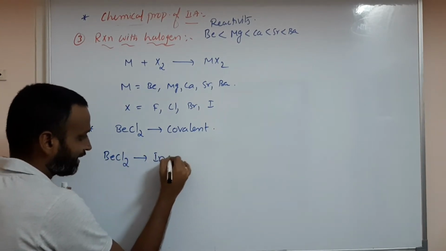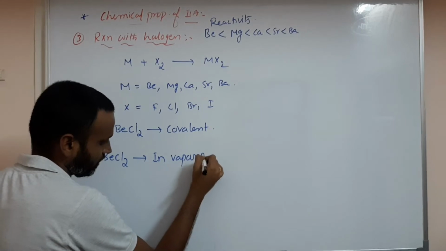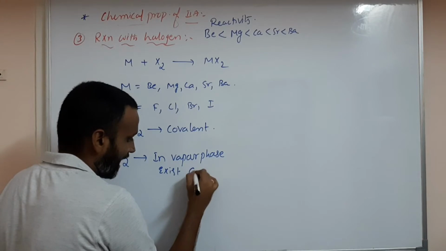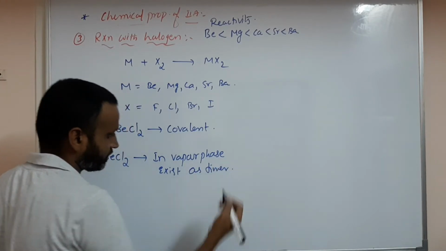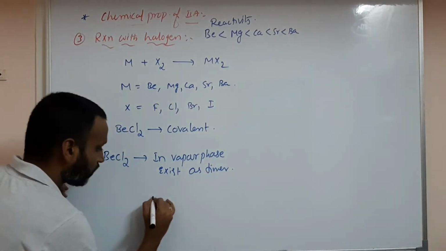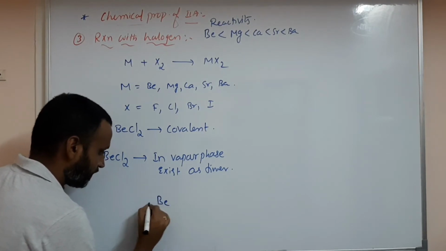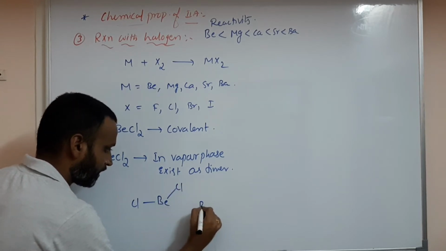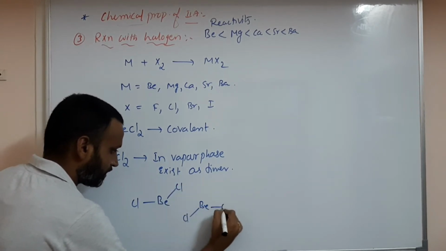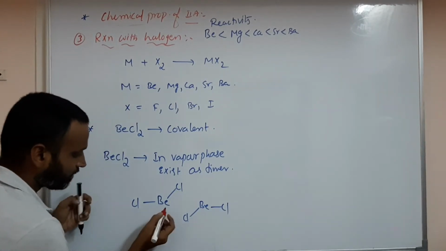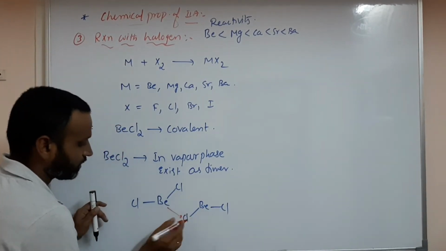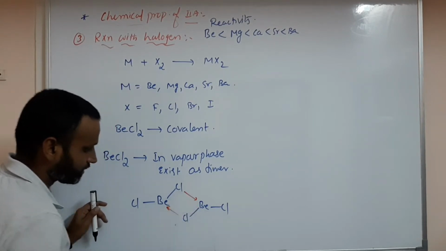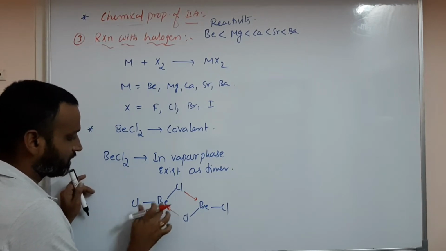Beryllium chloride in vapor phase exists as a dimer. Exists as what? Dimer. So how that exists, I'll show you here. Beryllium, and here you have a Cl like this, and Cl, and beryllium, here you have a Cl and Cl like this. So beryllium forms some bonds like this towards beryllium, and now towards like this. So this is a dimer. So BeCl2, dimer it is.